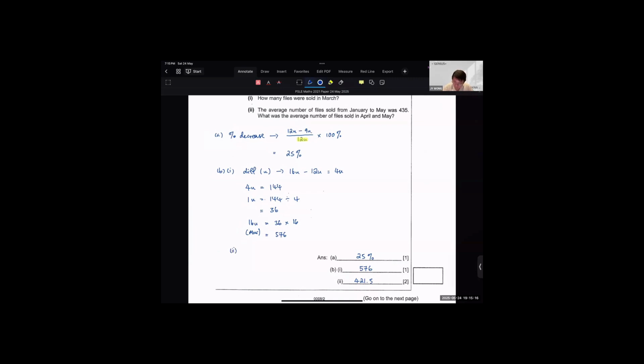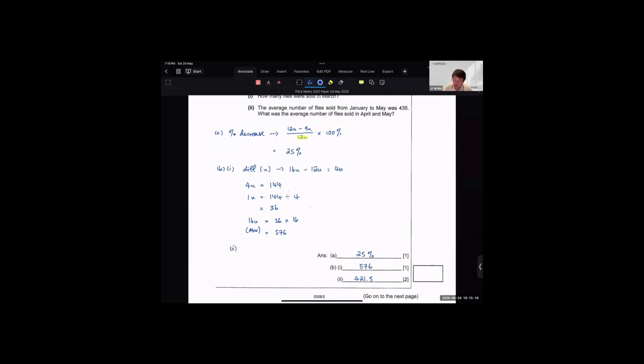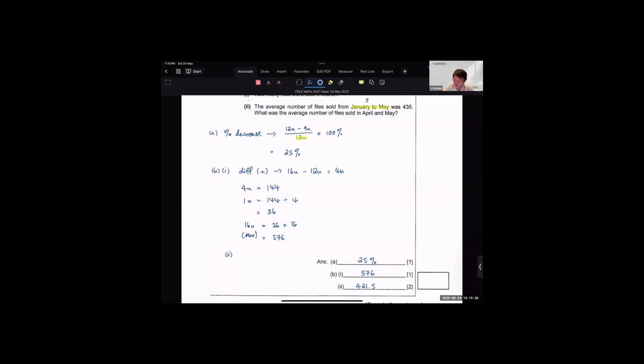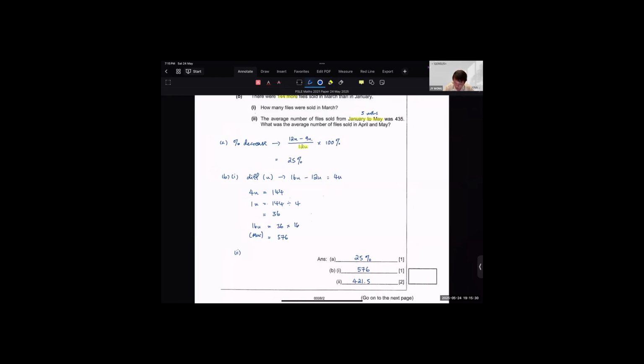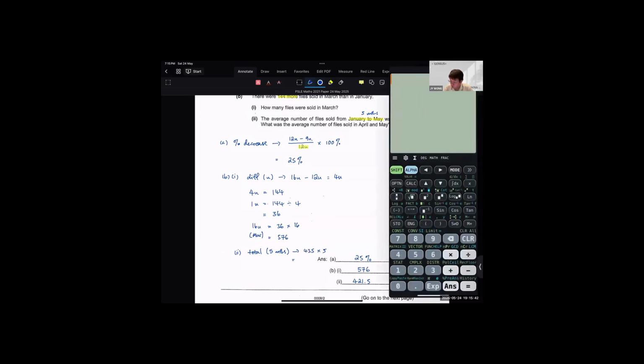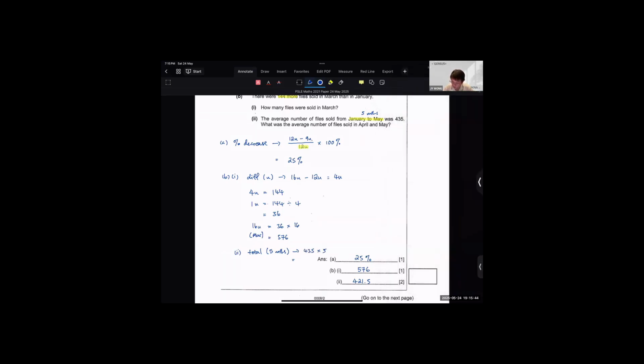And then part B2, the average number of files was 435 from January to May. January to May, I hope you know, is 5 months. So your total for 5 months is 435 times 5, which is 2175. Right?